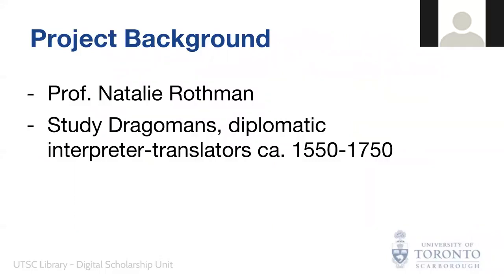So with Professor Natalie Rothman, who's here today from the Department of the Historical and Cultural Studies, thank you, as the primary investigator, one of our digital projects that we work on is the Dragoman Renaissance Research Platform. So this project focuses on the professional careers and textual practices of diplomatic translators called Dragomans, who were employed by the Venetian consulate in Istanbul from 1550 to 1750.